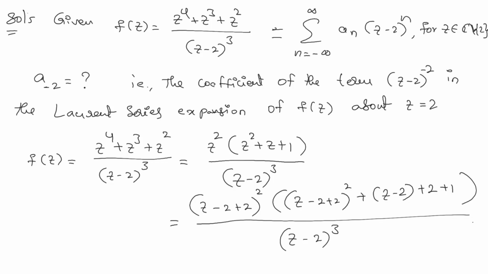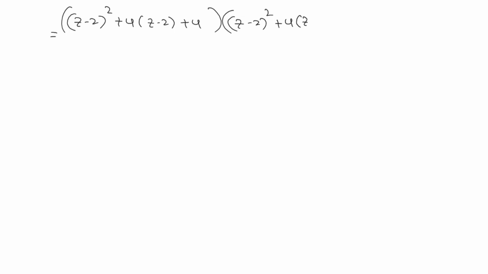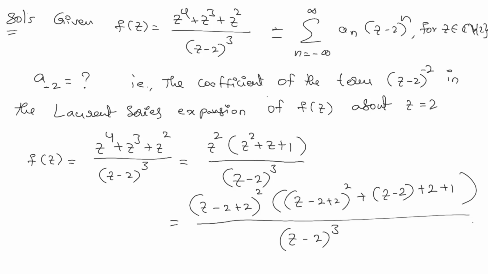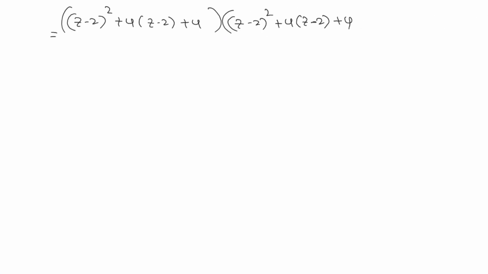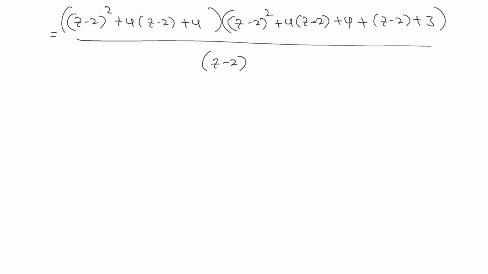So now from the numerator, by expanding the terms, we get (z minus 2) whole square plus 4 times (z minus 2) plus 4, into (z minus 2) whole square plus 4 times (z minus 2) plus 4, and (z minus 2) plus 3 plus (z minus 2) plus 3, divided by (z minus 2) whole cube.